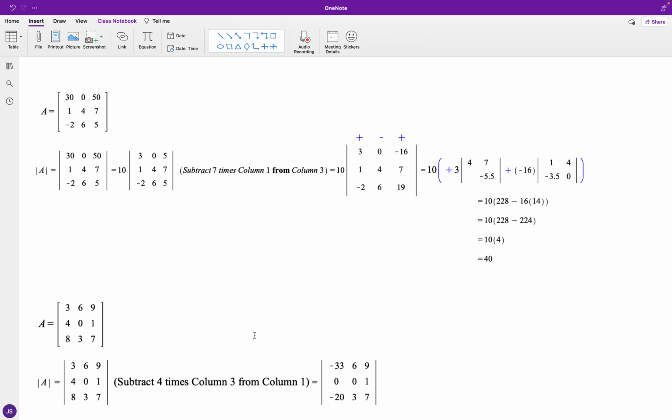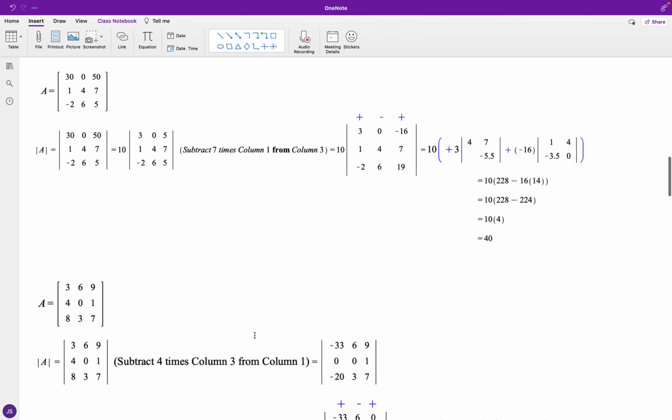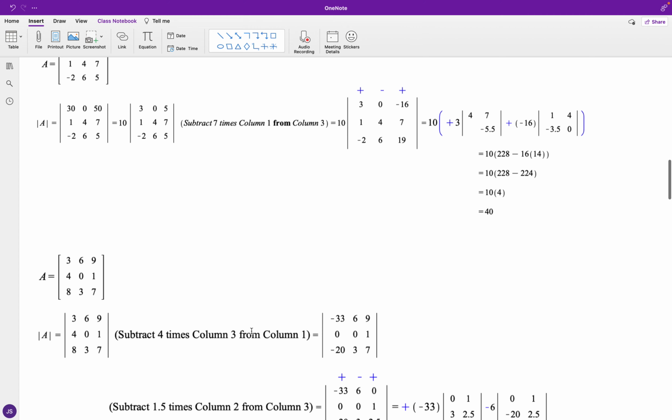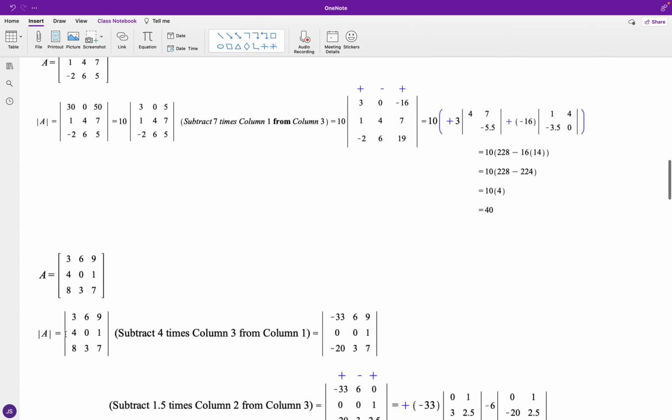Now looking at column operations for other 3x3 determinants, there are varieties of approaches that can be taken. Let's say that we have a 3x3 matrix A consisting of 3, 6, 9, and also 4, 0, 1, 8, 3, 7. One approach we can take here is to subtract 4 times column 3 from column 1, to make this 4 into a 0.